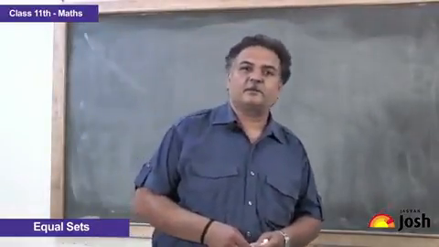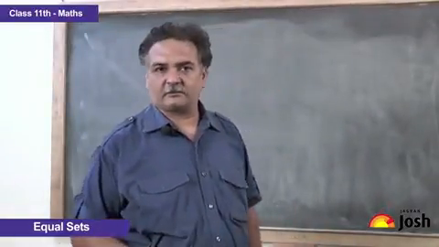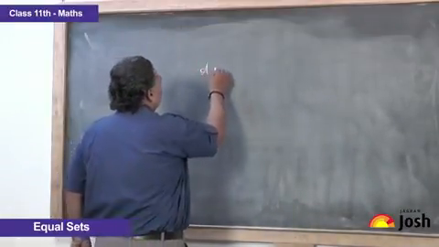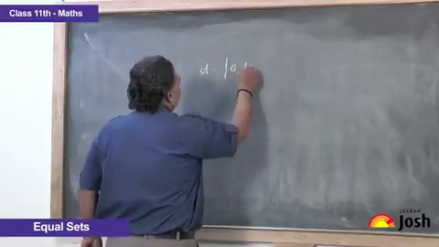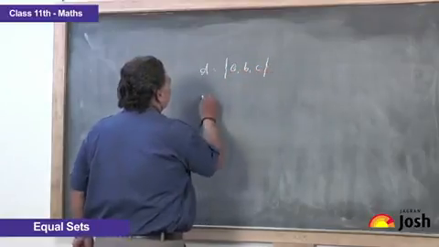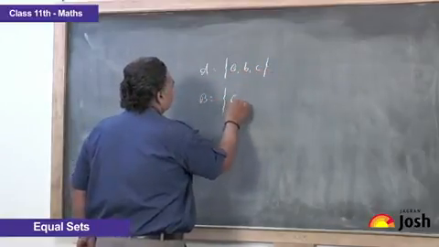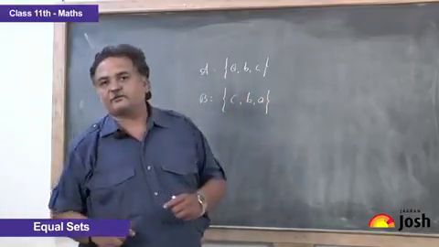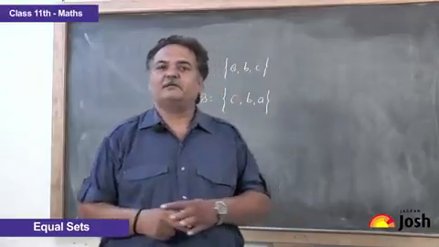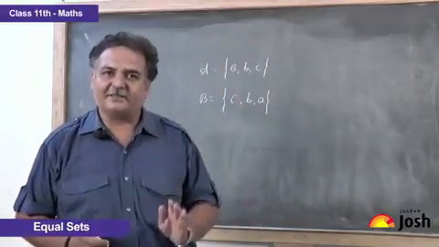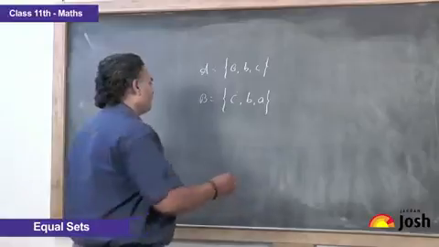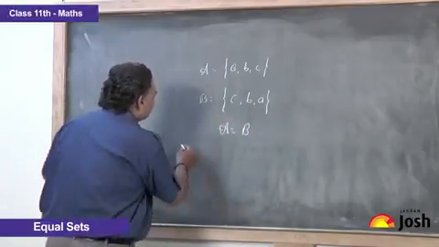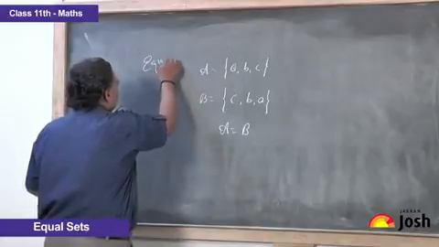Today we will discuss the concept of equal sets. For example, set A has elements A, B, C and set B has elements C, B, A. All the elements of sets A and B are the same. Then we will say the two sets are equal.